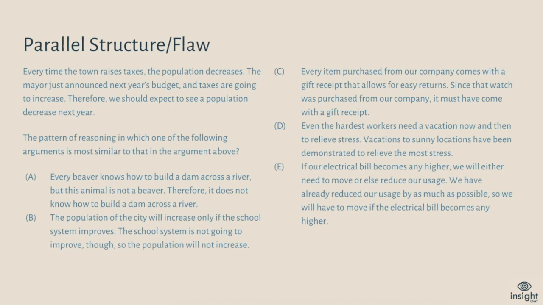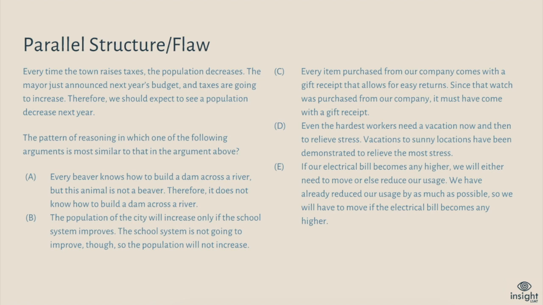All right, moving right along to parallel structure, parallel flaw questions. This question type is going to present to you in the blurb an argument. And actually, there's going to be arguments in each of the answer choices as well. And the question is going to ask you to find the answer choice that has the same logical structure as the argument presented in the blurb.